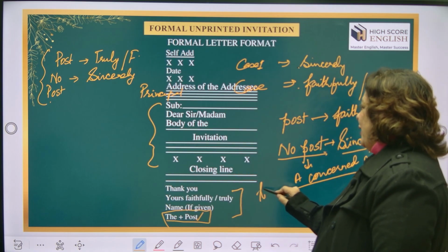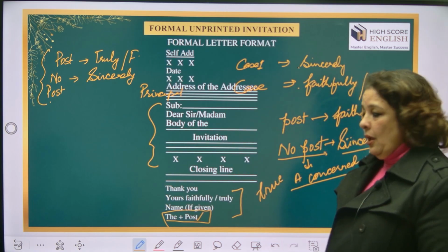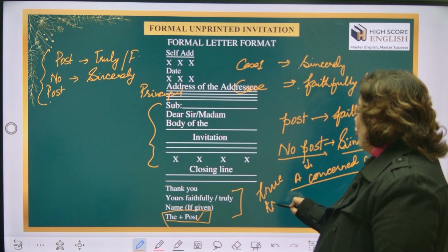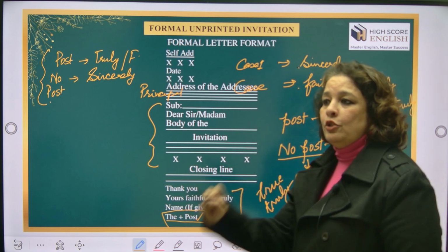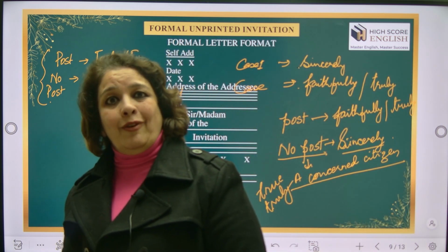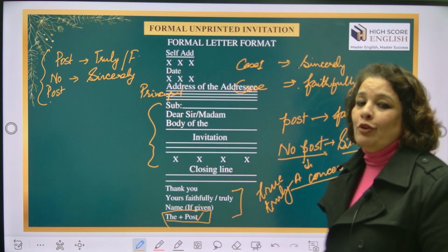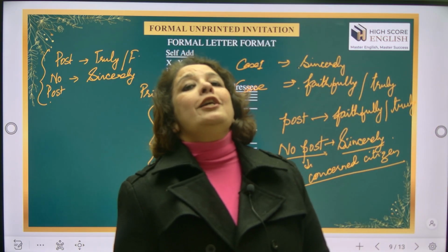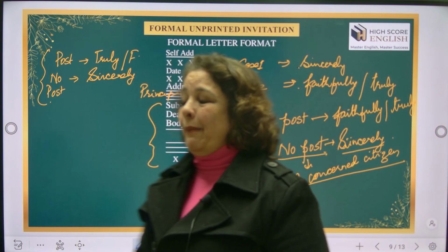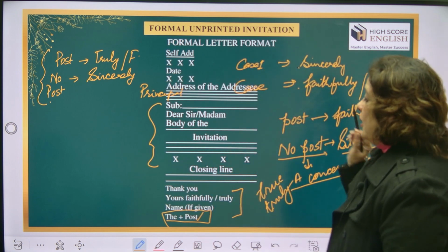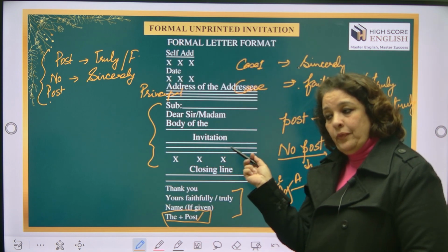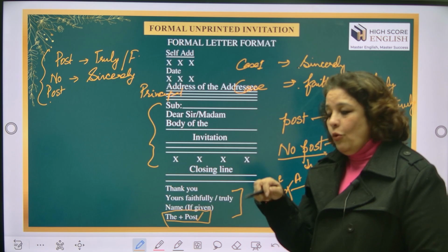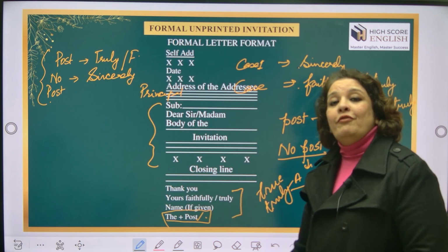Okay. Generally the spelling of true is T-R-U-E. But when you write truly, you remove the E and you write T-R-U-L-Y. That is why I always say, whenever I say truly, it is without E. Always remember this. Now here, this is the same letter, but the post is there. So we write here faithfully and truly.